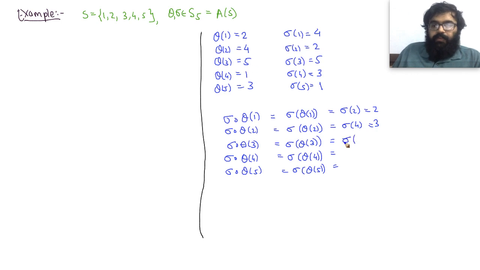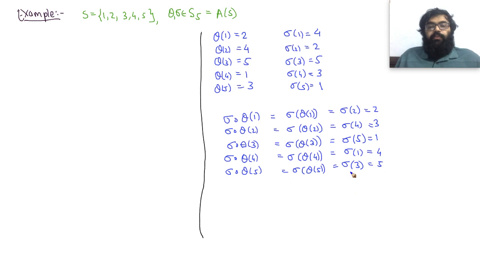So sigma of theta of 3. Theta of 3 is 5. So sigma of 5. What is sigma of 5? It is 1. And theta of 4. Theta of 4 is 1. So sigma of theta of 4, that is sigma of 1. Sigma of 1 is 4. Good. And then sigma of theta of 5. Theta of 5 is 3. So sigma of 3. Sigma of 3 is 5. Okay, so we have this.